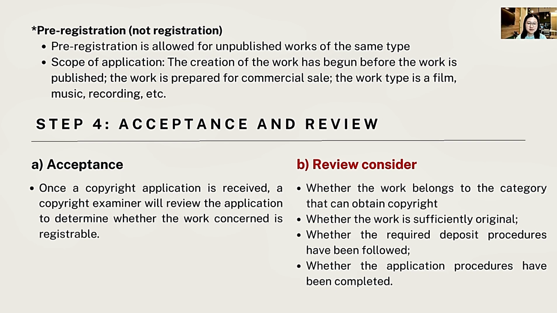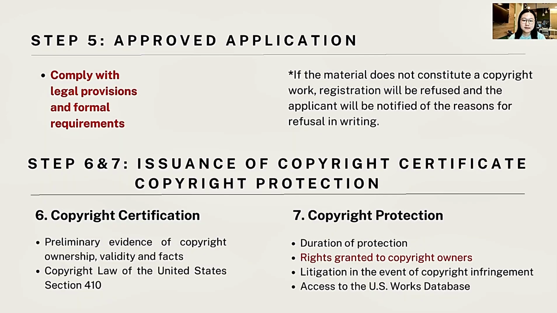The fourth step is acceptance and review. The copyright examiner will review the application to determine whether the work can be registered. The examiner will decide whether to pass the registration based on the category of copyright, originality, deposit procedures followed, and application procedures. The fifth step is the approved application.